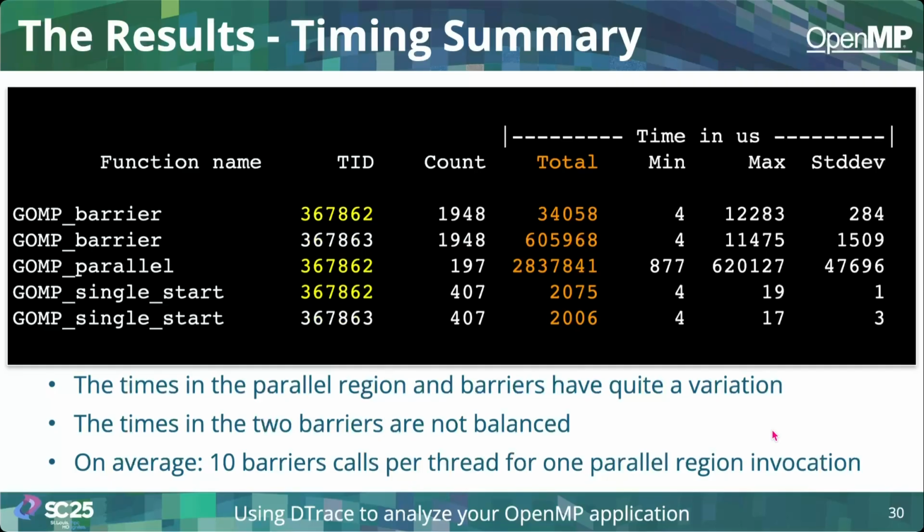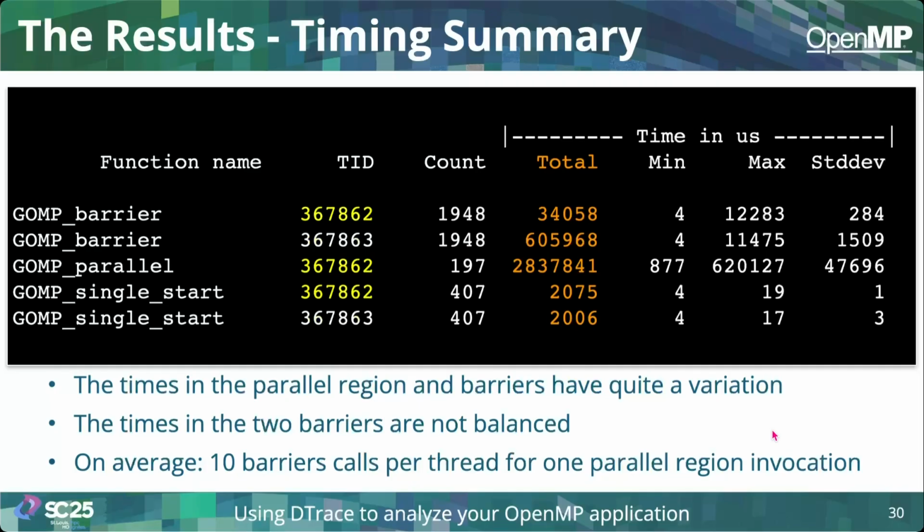It's all sort of skewed by those long barrier times. The part that is okay is the single region. Both threads spend about an equal amount of time in it. There's not much variation, the spread is very low. For the single part we don't have to worry about that.